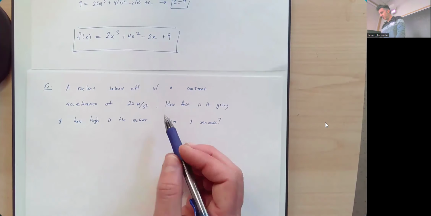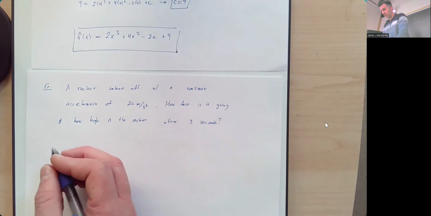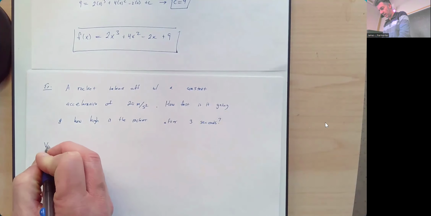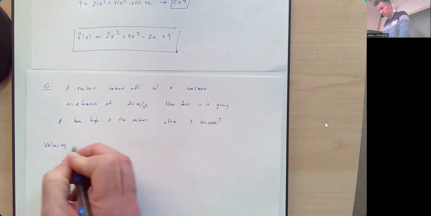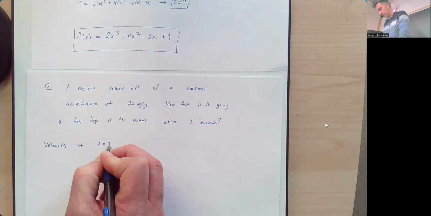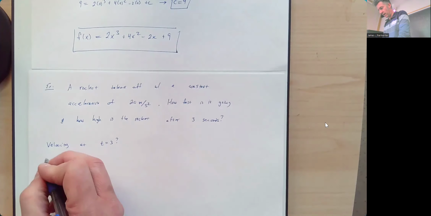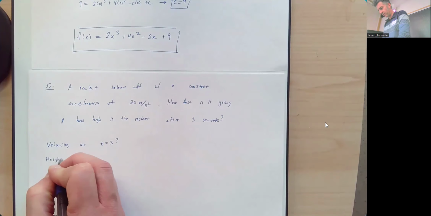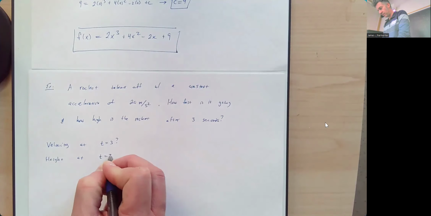So they're asking us, how fast is it going? In other words, what is the velocity at time equal to 3 seconds? And what is the height or position at time equal to 3 seconds?